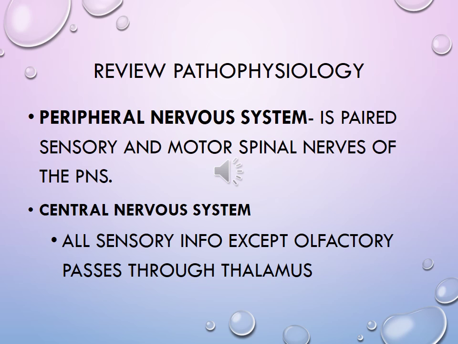Reviewing the pathophysiology, we have the two systems. We have the peripheral nervous system, which is paired sensory and motor spinal nerves, and then the central nervous system is all sensory info except for the olfactory, which passes through the thalamus.